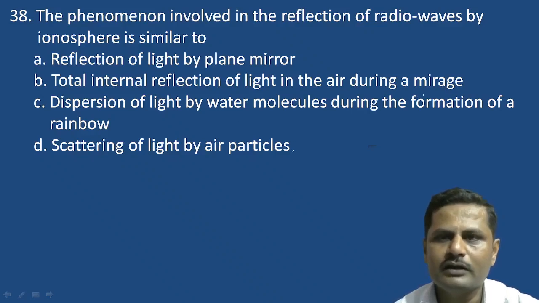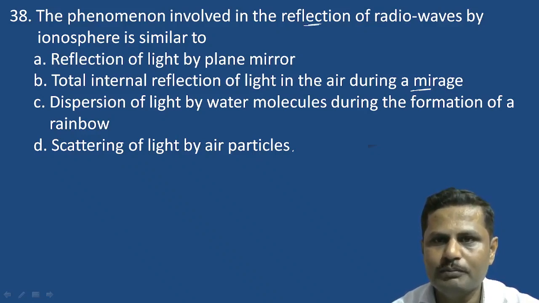As we all know, the formation of a mirage is a smaller and inverted version of the reflection of radio waves in the ionosphere. So option B is the right answer, because here the total reflection of light in the air during a mirage is similar to the reflection of radio waves by the ionosphere. So option B is the right answer.